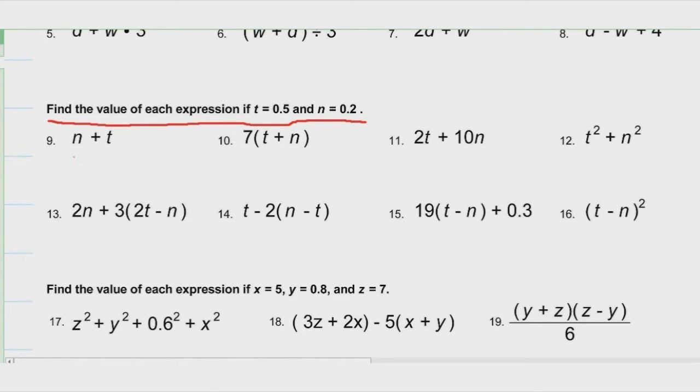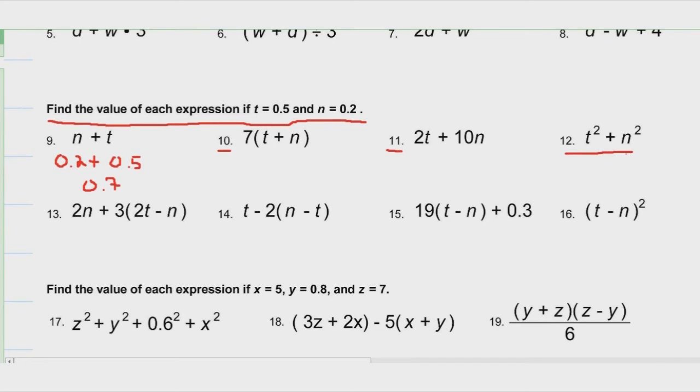Problem number 1. n says n equals 0.2, so this is going to be 0.2, and t is going to be 0.5. So 0.2 plus 0.5 is going to be 0.7.